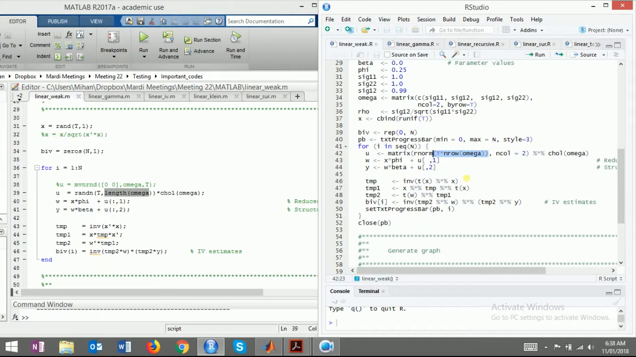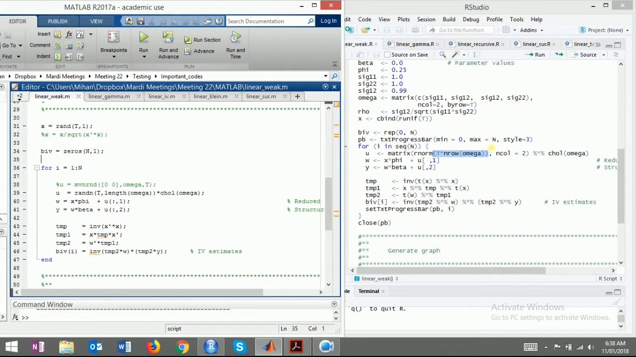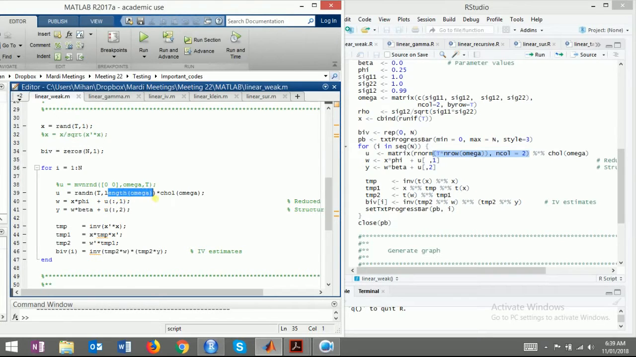Okay, that was not necessary here. Did we mention it anywhere? No. T is fine itself. T is 5, and the number of columns is 2. You have to be very specific here; you cannot let it auto-generate. So T multiplied by the number of rows of omega is the same as the length of omega, and the number of columns is 2.